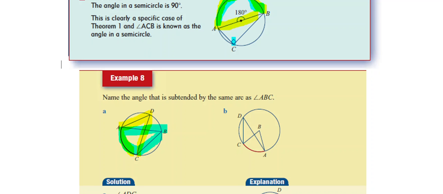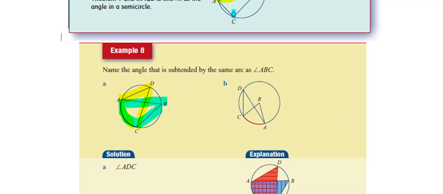So ADC and ABC are covered by the same arc, which is here. It's covered by the same arc here. So this would be the arc of interest. Similarly, we're interested in arc CA.